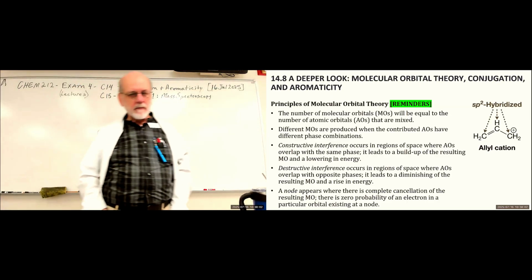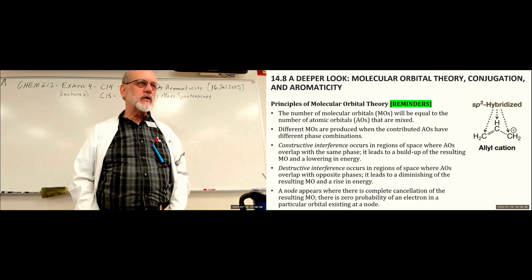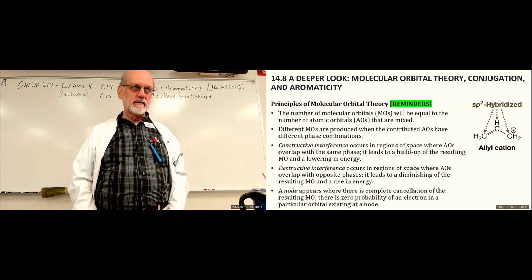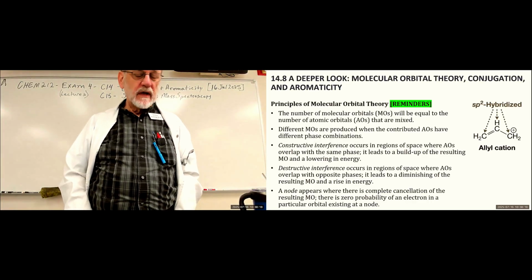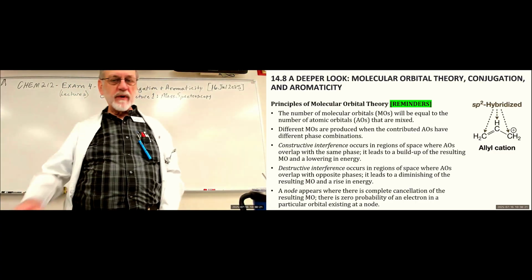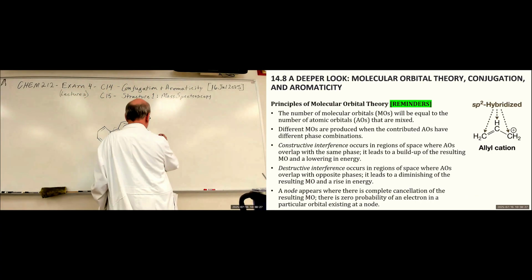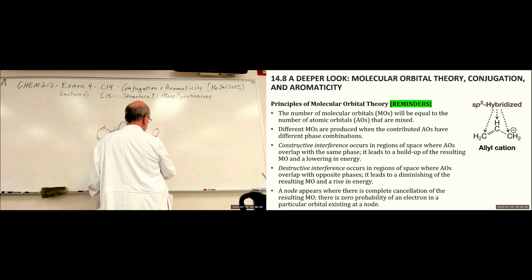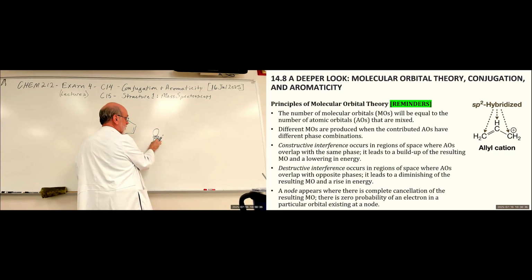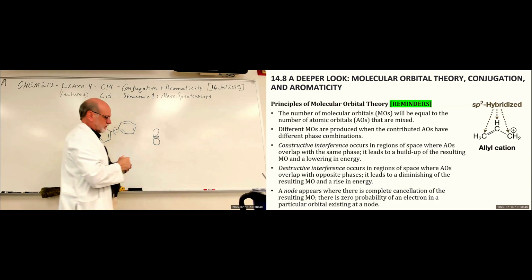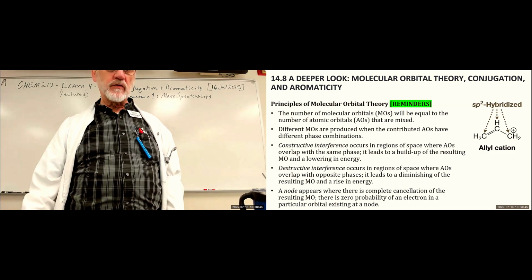And we can predict a node. In other words, a node is where you do not expect electron density at all. We can predict a node where complete cancellation of the resulting molecular orbital occurs, and there's zero probability of finding electrons at that location. So when we draw an orbital, say like this, there's your node right there. We're saying electrons will not occur at that point. They may occur in these regions, but they don't occur at the constriction of that particular figure 8 that I just drew.